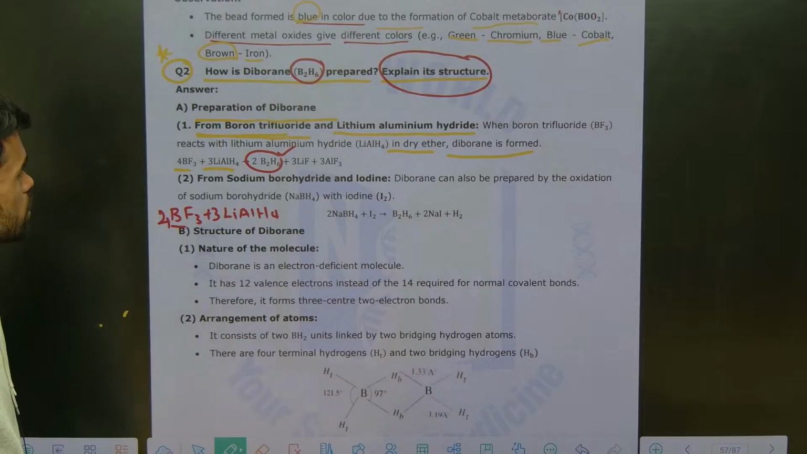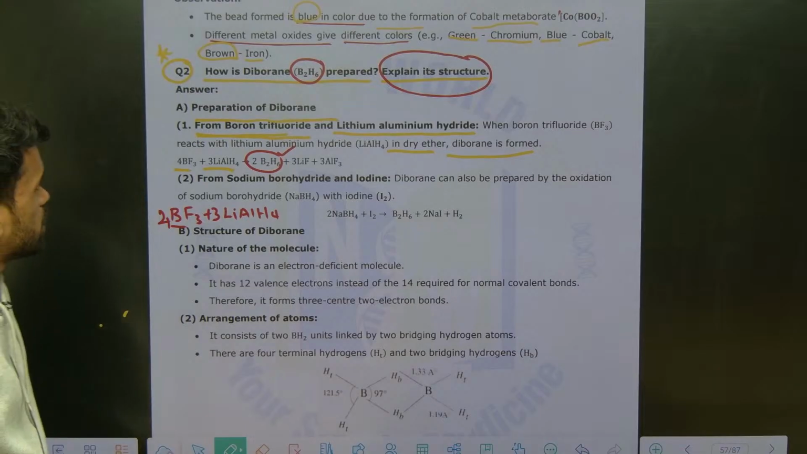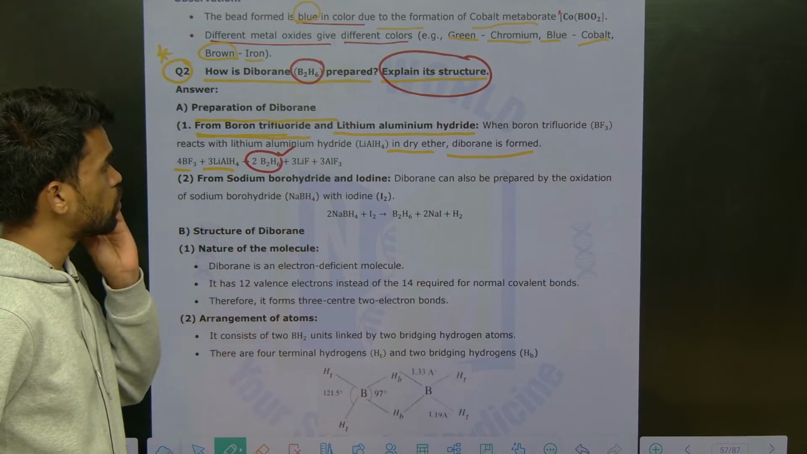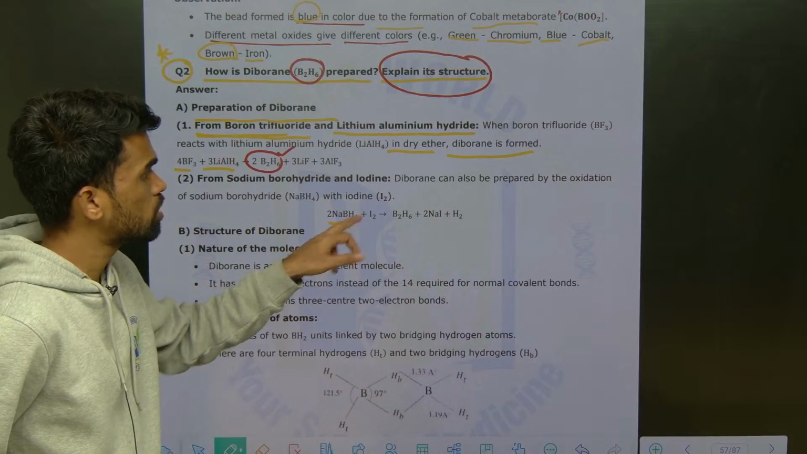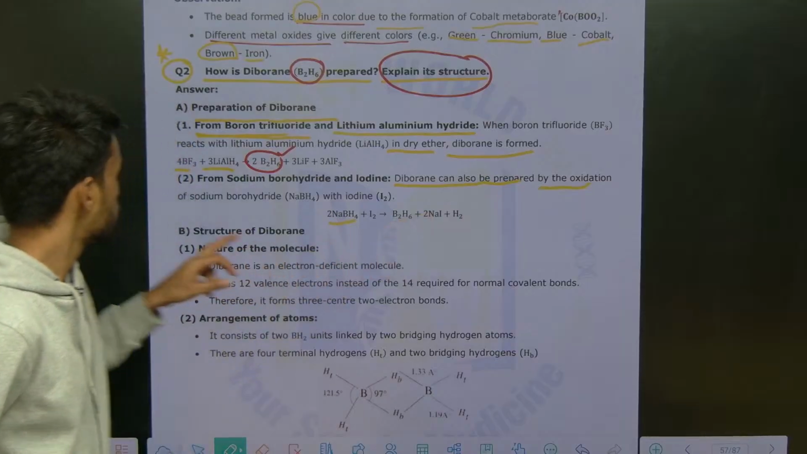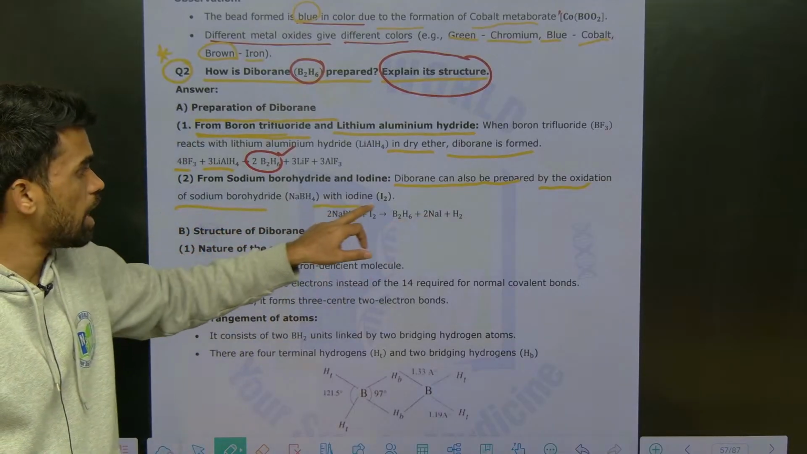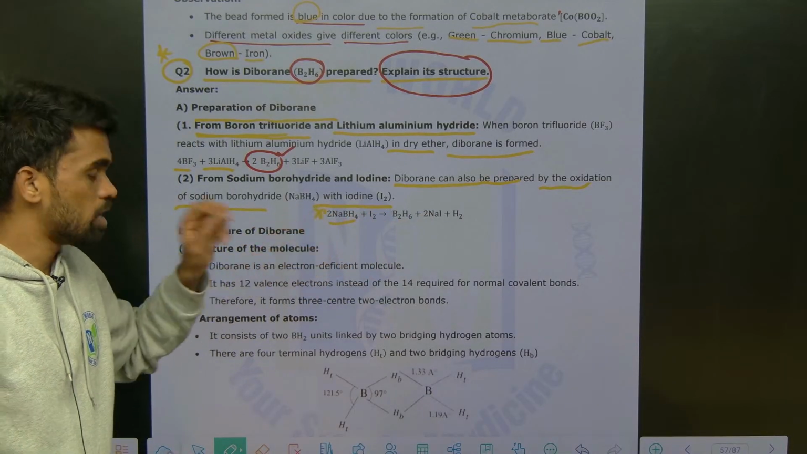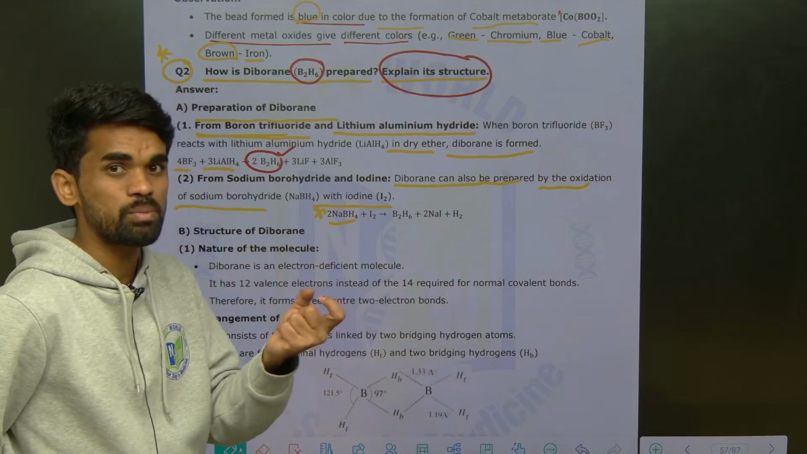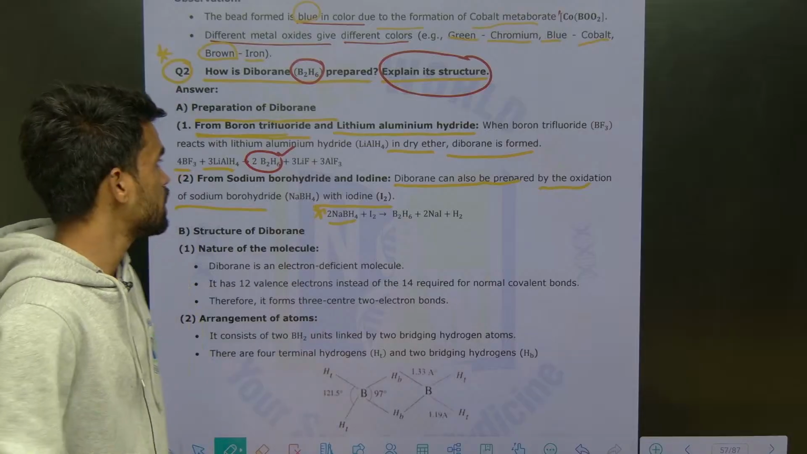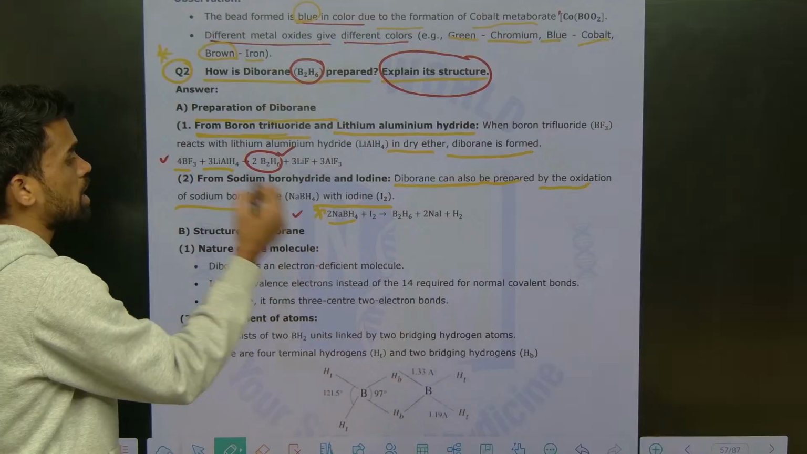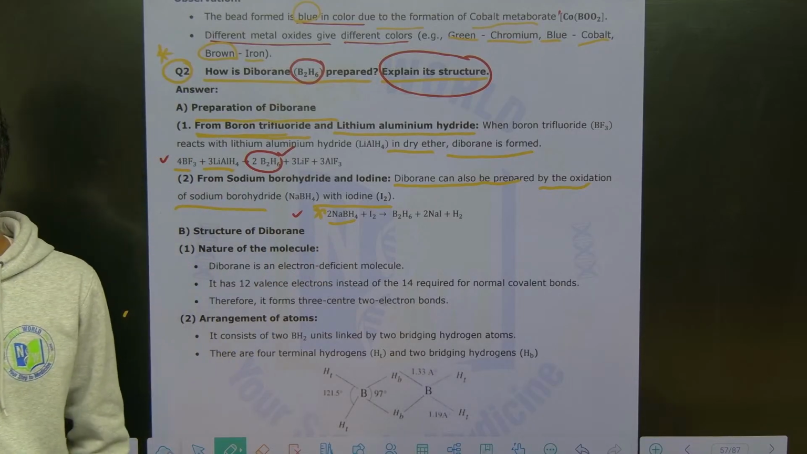Then look at the other things mentioned here. The second method of preparation is from sodium borohydride, NaBH4. Diborane is also prepared by oxidation of sodium borohydride with iodine. This is again important. They will ask a question in the EAP set also: which of the following methods is useful for preparation of diborane? They will mention some random reactions along with the exact reactions.